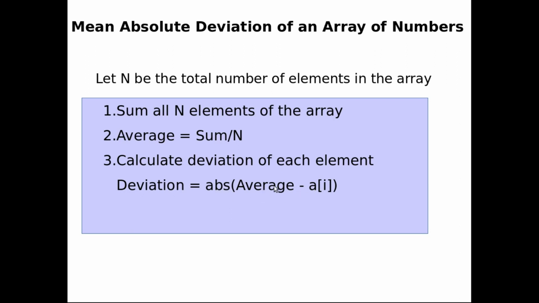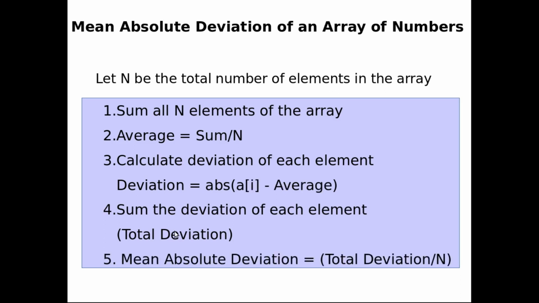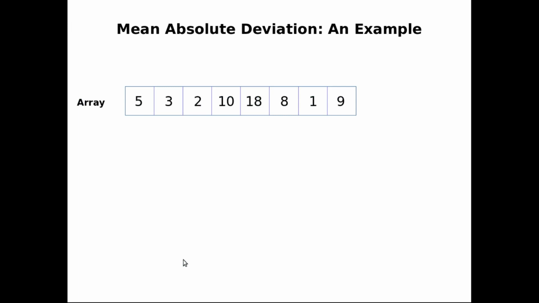So we will subtract the average from each element of the array, and then we will take the absolute value of that subtraction, and that will be our deviation. And then we'll add up all the deviations. We calculated the deviation of each element, then we will add all those deviations, and that will be our total deviation. And then we will divide the total deviation by the number of elements n, and that will give us the mean absolute deviation. Let me explain it using an example also.